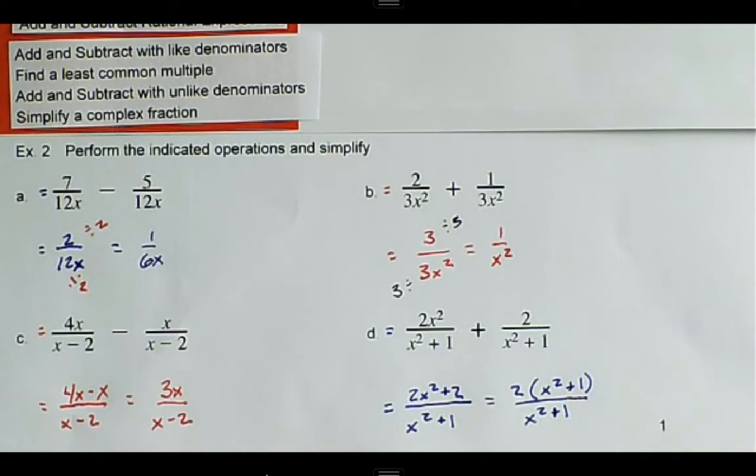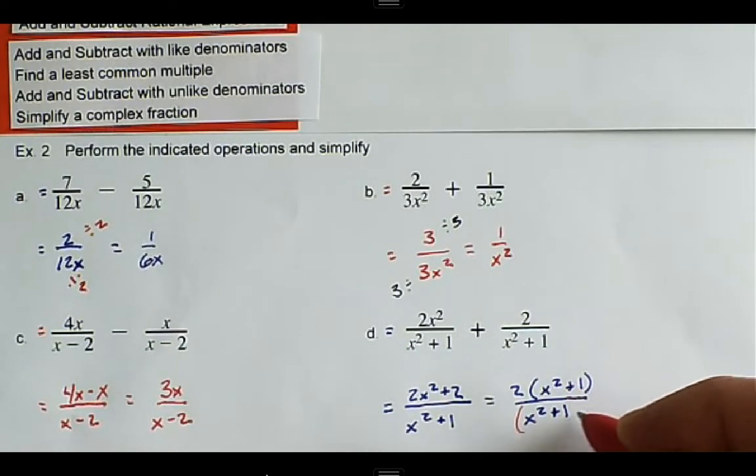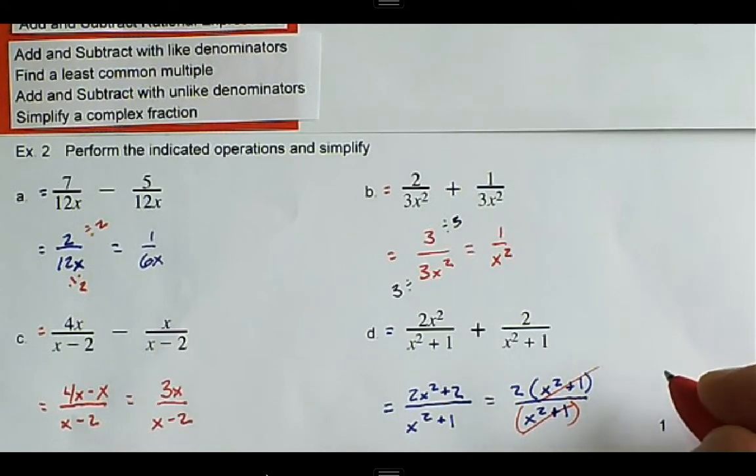And now we have a fraction with factors joined with only multiplication or division. And so we can cancel these factors out. So we have an x squared plus 1 in the denominator and in the numerator. And we end up with just the value of 2.